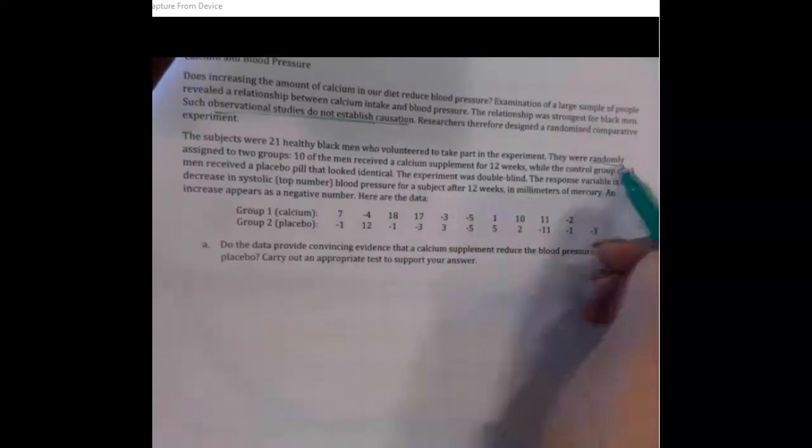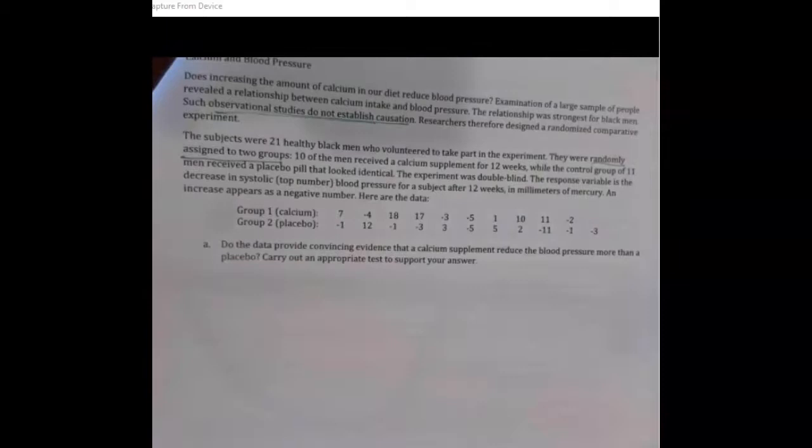All right. You do need to remember that observational studies do not establish causation. And we have randomly assigned to 2 groups. So this is an experiment. And because it is randomly assigned, we don't have to worry about proving our 10% condition, which is nice. But we will have to see if it's normal or not. So we have to check and see if we have outliers, or skewness.